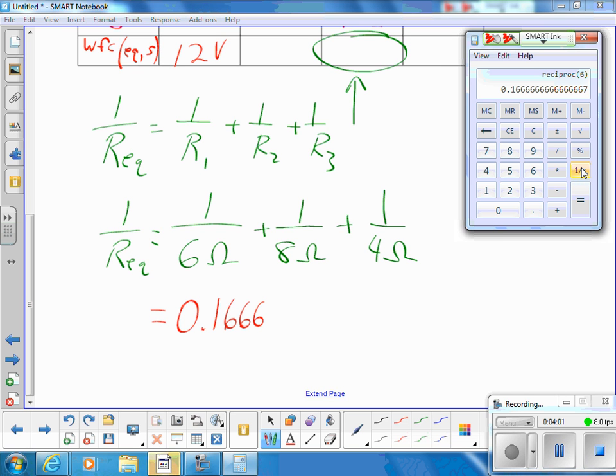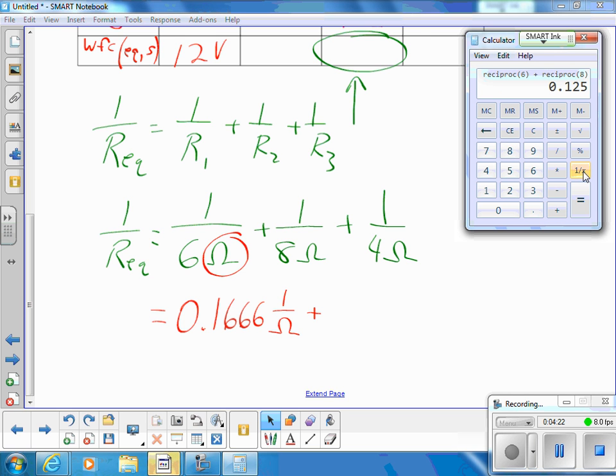And again, I have to be careful. This is not ohms. This ohms is in the bottom of the fraction. The unit for this term is actually 1 over ohm. Okay, plus. So I go plus on my calculator. Now I'm going to do 1 over 8, and I press the 8 and the 1 over x button. The 1 over 8 is 0.125, and again, that has units of 1 over ohm, plus. Okay, so now I'm going to go to the calculator and hit plus.